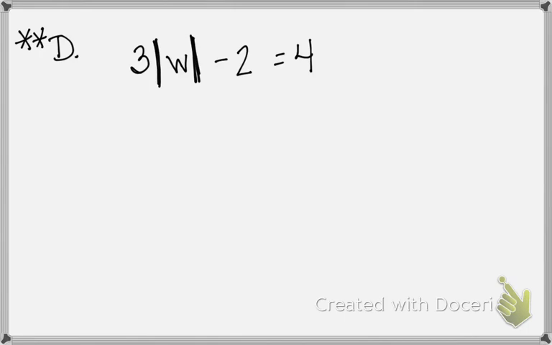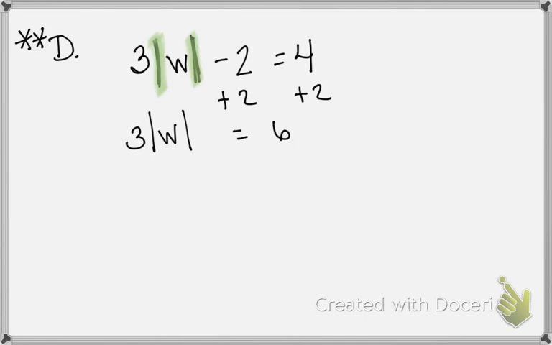So on this one, before I set up my two, I want to get the absolute value of W alone, but I have 2 being subtracted and I also have a 3 being multiplied. So I want to add my 2 to both sides first, end up with 3 absolute value W equals 6. Then I want to divide by my coefficient. So I end up with the absolute value of W is equal to 2.